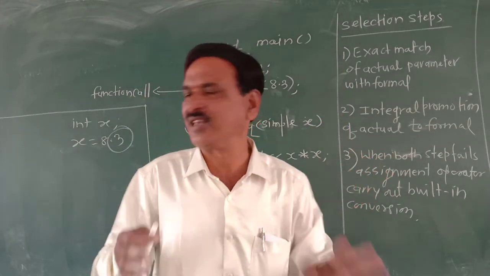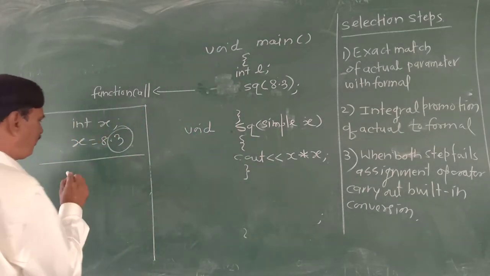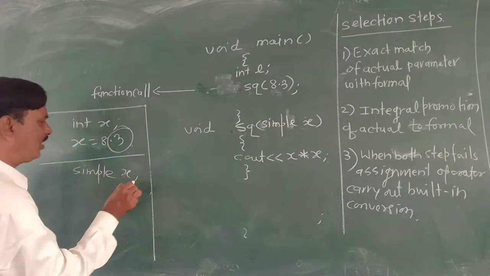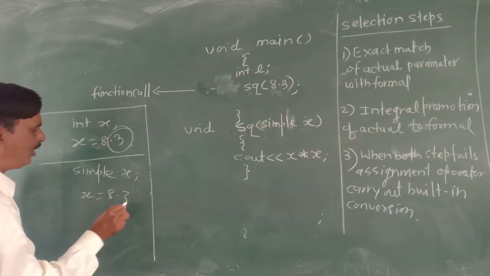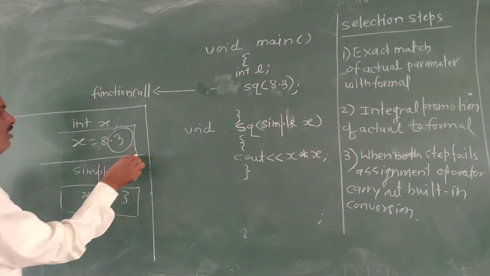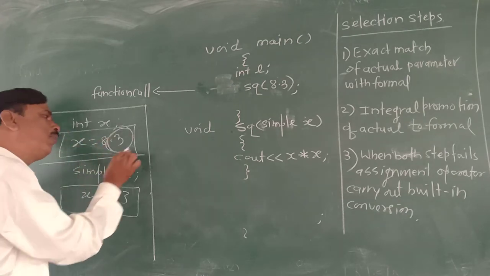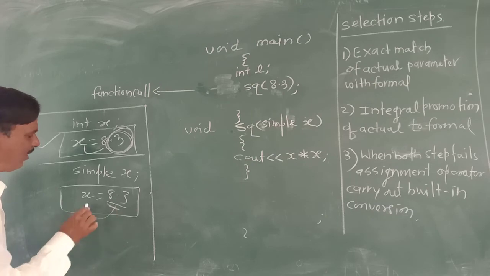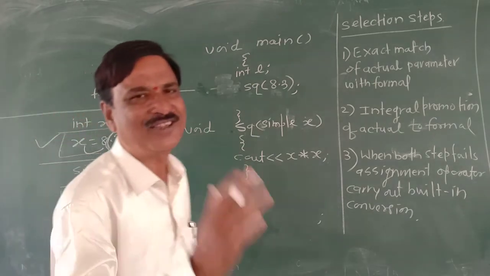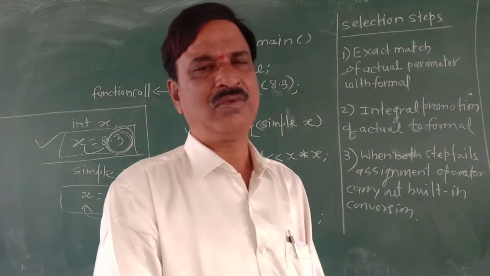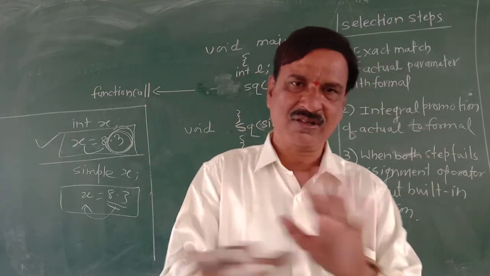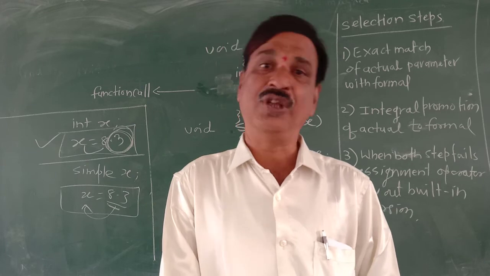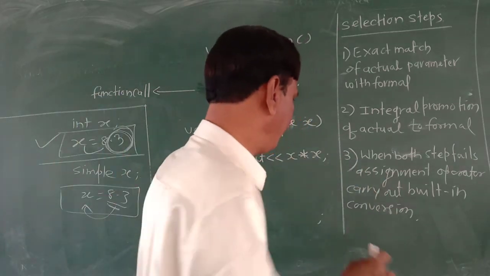The assignment operator cannot assign because here it is simple x, and x is equal to 8.3. Look at this expression and look at this expression. Here it is possible that 0.3 can be truncated and given to x. But here 8.3 cannot be given to x because x is an object. Hence all these steps fail and we ourselves have to carry out the conversion, that is called a user defined conversion.